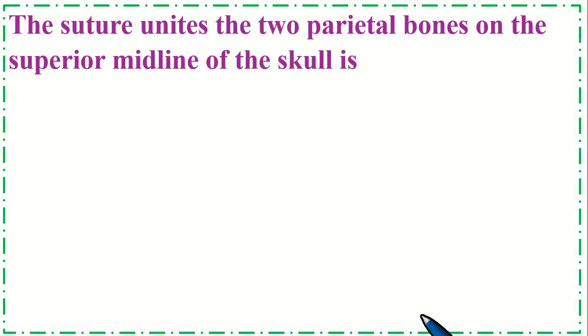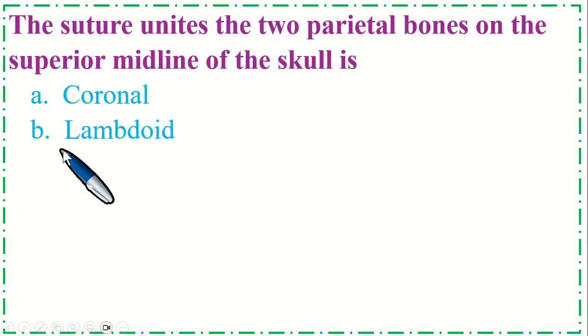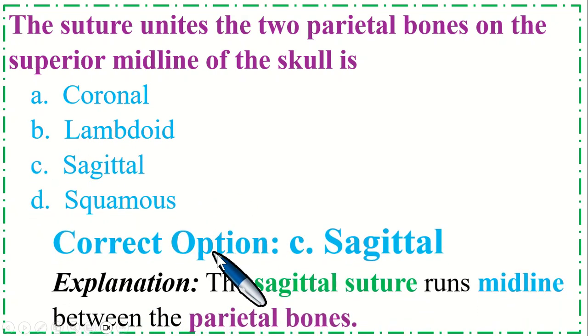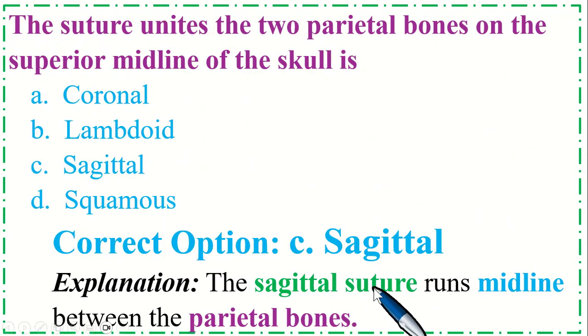So this is a very important MCQ. The suture that unites the two parietal bones on the superior midline of the skull is: option A, coronal; B, lambdoid; C, sagittal; and option D, squamous. So the correct option is C, sagittal. The sagittal suture runs in the midline between the parietal bones.